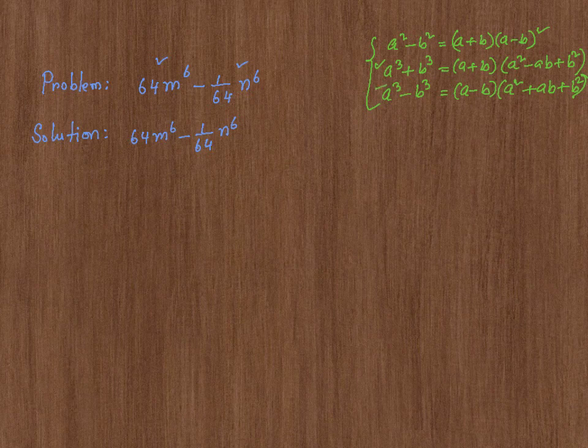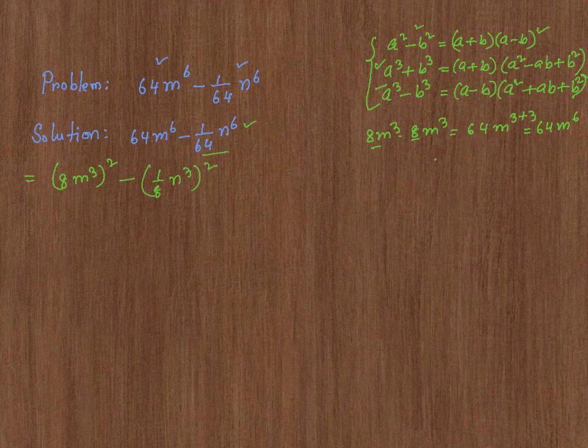Now let's go ahead and express this given binomial as a difference of squares. So I could write it as 8m cube whole square. Why? 8m cube times 8m cube is going to be 8 times 8, which is 64. m cube times m cube is m to the power 3 plus 3, which is m to the power 6. Now similarly, the second term I could write as 1 over 8n cube, squared.